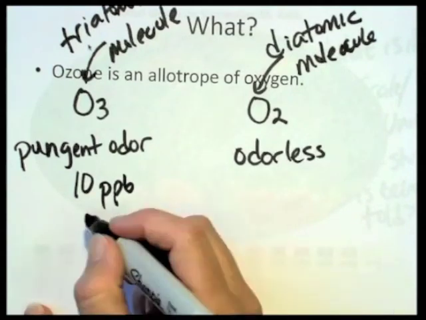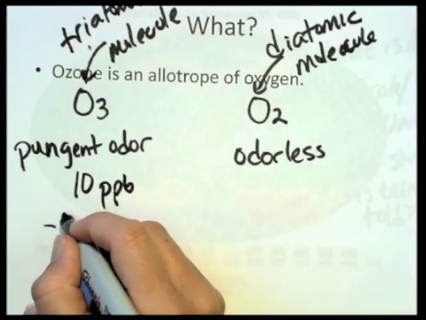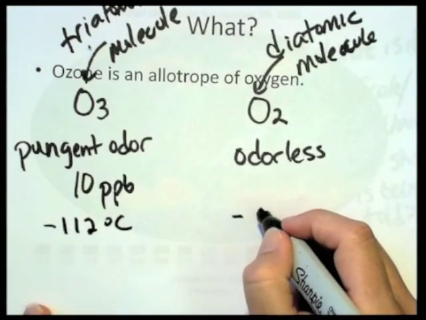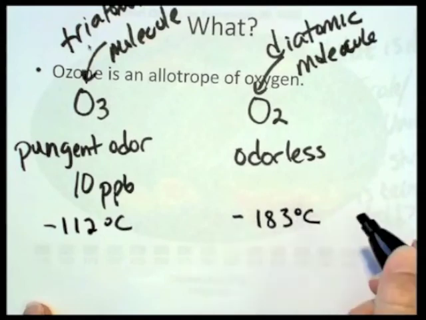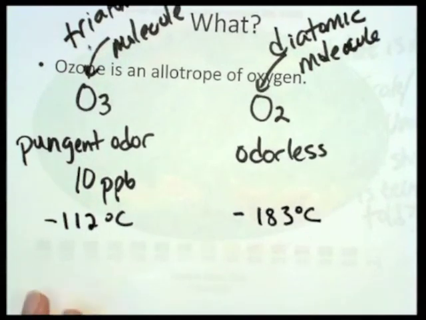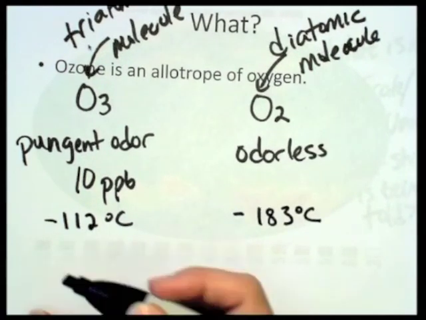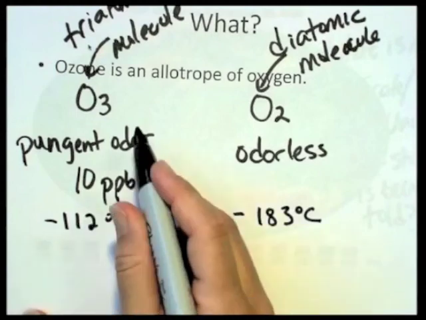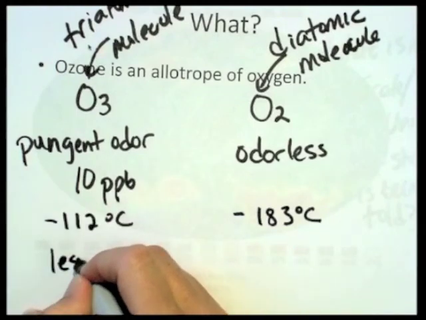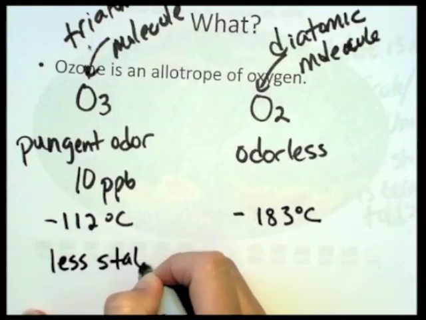Also, ozone liquefies at negative 112 degrees Celsius, whereas oxygen liquefies at negative 183 degrees Celsius. Okay, you have to get oxygen colder to get it into the liquid form than ozone. Also, relatively speaking, ozone is less chemically stable. So these are all physical properties, and chemically, the ozone is less stable. That means it reacts more readily.